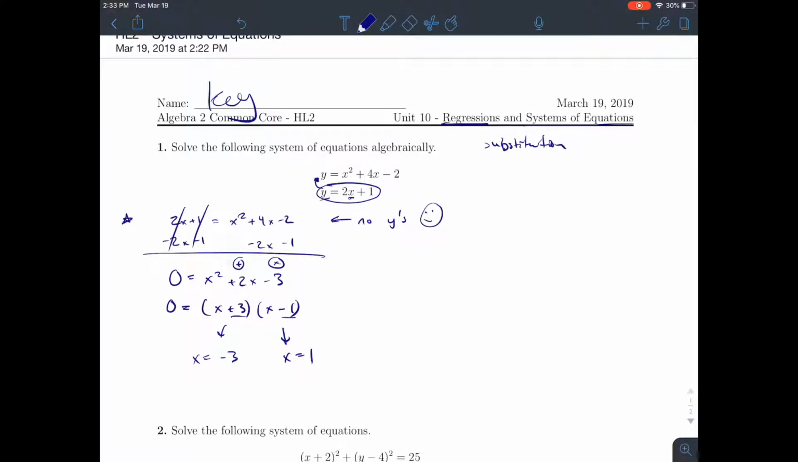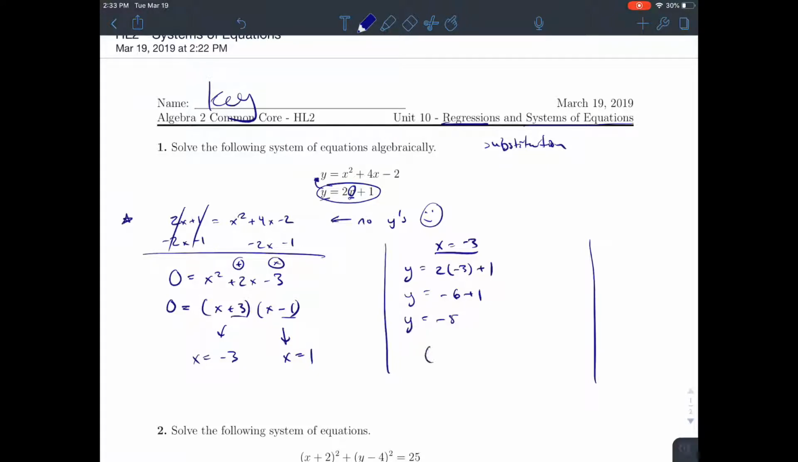To solve a system of equations, we need to find not just the x values, but the y values. We need all of the unknowns. So if x is negative 3, we can use the second equation here, y equals 2 times negative 3 plus 1, plugging in negative 3 for the x value. That will allow us to find the y value that corresponds with this x value. So now we've got our y value.